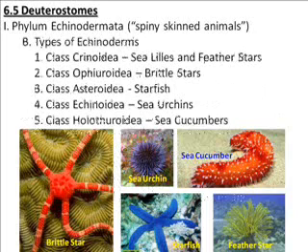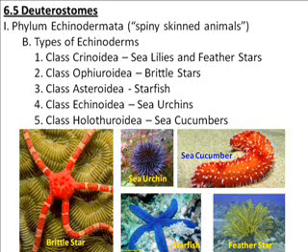There are 5 classes of echinoderms that you are responsible for knowing in this class. The first class, Crinoidea, includes the sea lilies and feather stars. Class Ophiuroidea includes the brittle stars. They're called brittle stars because their arms often fall off, but of course they can regenerate them back. Class Asteroidea includes the starfish. Class Echinoidea, the sea urchins. And class Holothuroidea, the sea cucumbers.